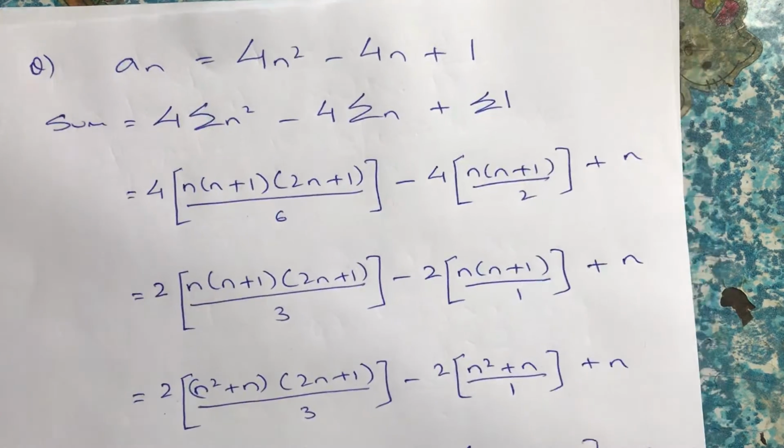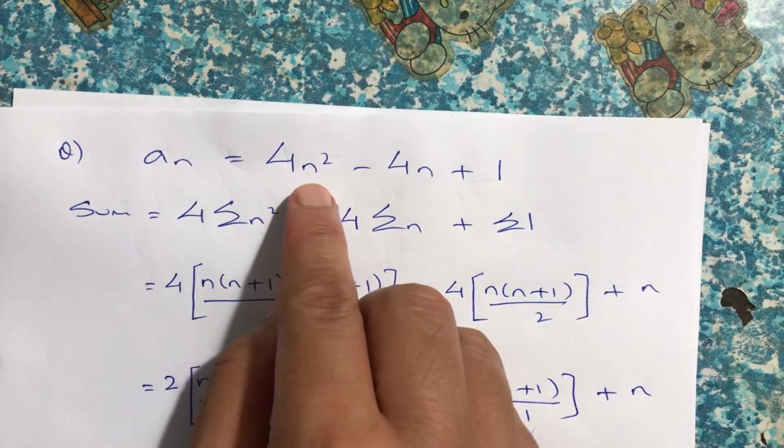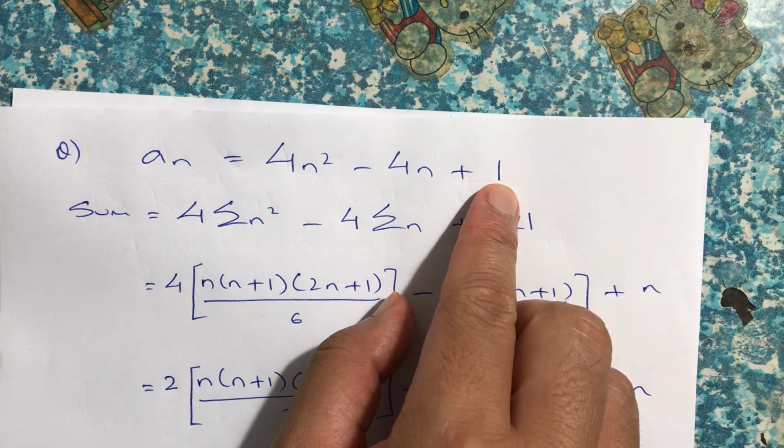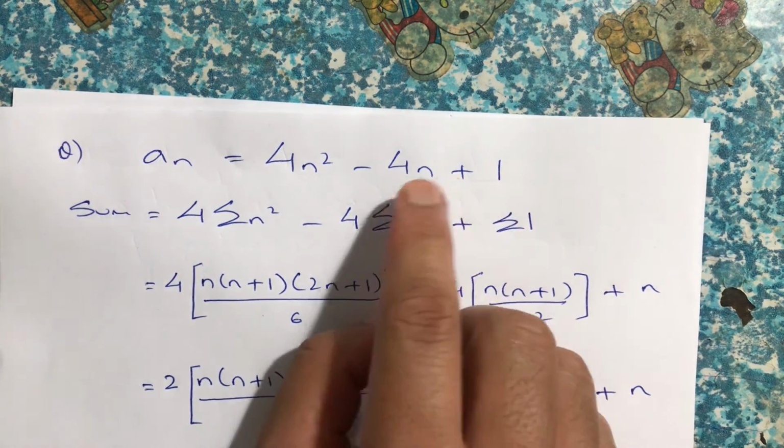So let's give you one more example. Let's say this one. We have a_n given to us as 4n square minus 4n plus 1, and now they're asking us to find the sum. Over here I've skipped a few steps.